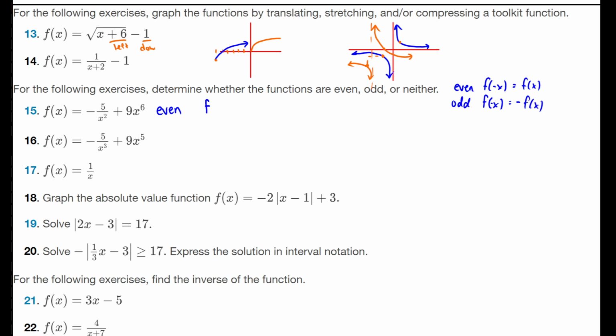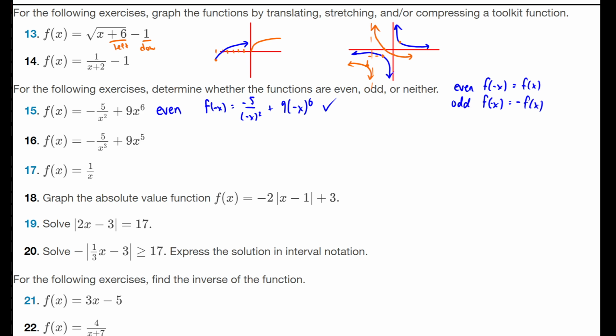So if we put in f of -x, what we're going to get is -5 over -x squared. Add 9 times -x to the 6th. And what's going to happen is these negative x's are going to become positive whenever we do our even powers. So yes, it is even. In terms of oddness, if we do -f of x, what's going to happen is the minuses and pluses are going to switch in this case, and we're not going to get the same thing.